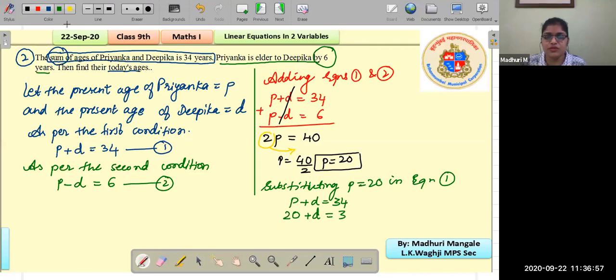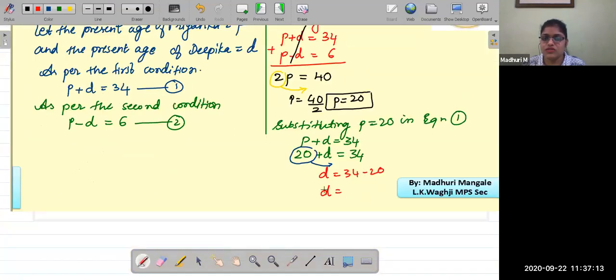And then 20 moves to the other side. 20 is in addition over here. It would move to the other side, and that would be subtraction. So D equals to 34 minus 20, and that gives us D equals to 14. So we got Deepika's age also.